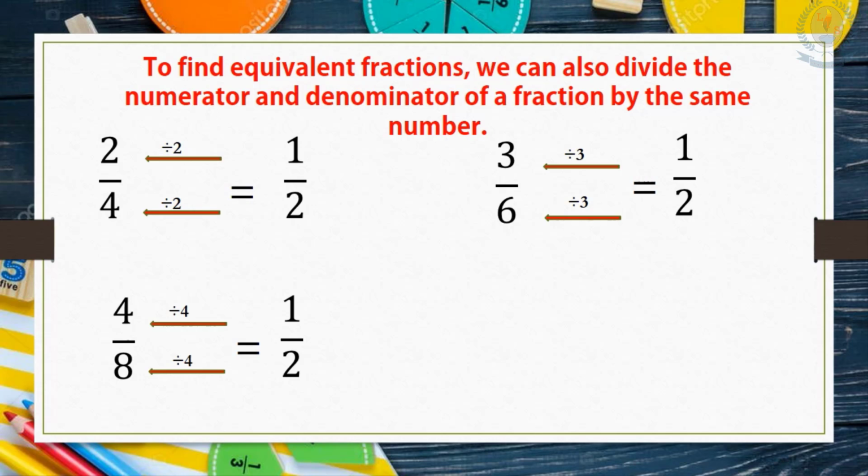Look at the first example. 2/4. In this fraction, we have to divide both numerator and denominator by 2. Then what is the answer? 1/2. Look at the second one. 4/8. We divide this numerator and denominator by 4. Then the answer is 1/2.